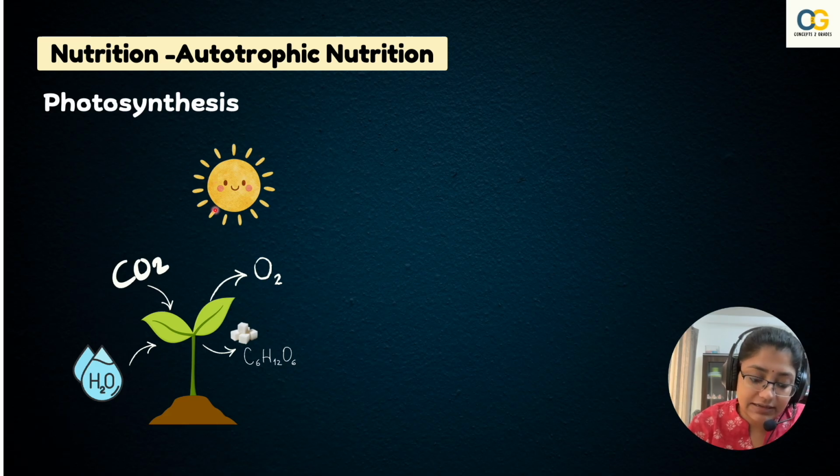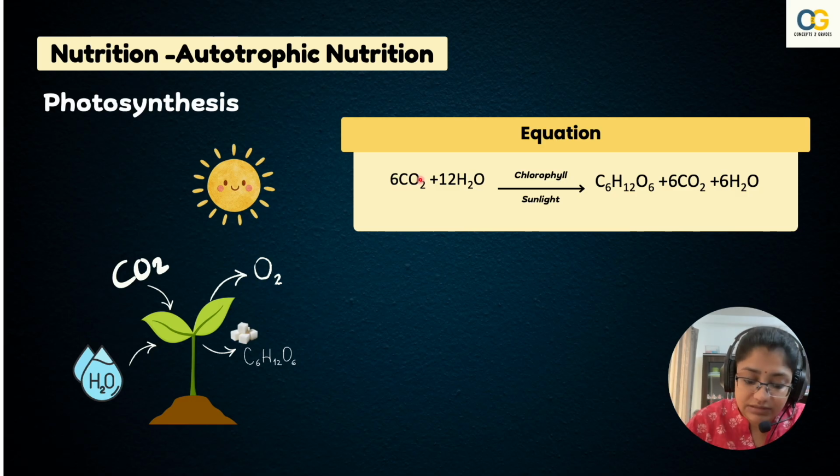So you need sunlight for photosynthesis to occur. The word photo in photosynthesis itself means sun, synthesis means making. Something is making in the presence of sun. So the equation of photosynthesis in this situation would be 6 CO2 plus 12 H2O in the presence of chlorophyll and sunlight gives rise to glucose, which is your ultimate energy, carbon dioxide and water.